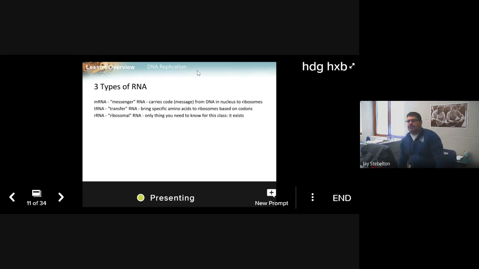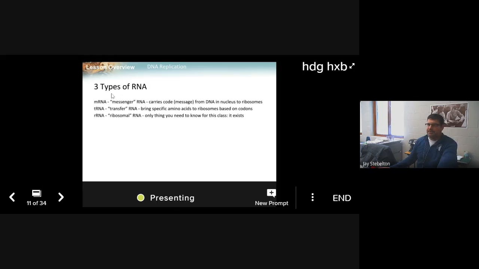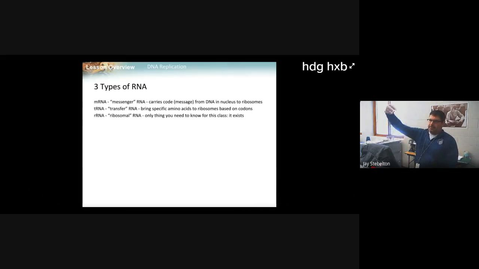So here's your 3 types of RNA. I briefly went over the messenger RNA. There's also a transfer RNA, or tRNA, and then there's a ribosomal RNA. That's where the packaging takes place. The messenger takes the message from the nucleus to the ribosomes. Once it's in the rRNA, the ribosome, the transfer takes place, where the tRNA brings what we call anticodons with the actual amino acid.